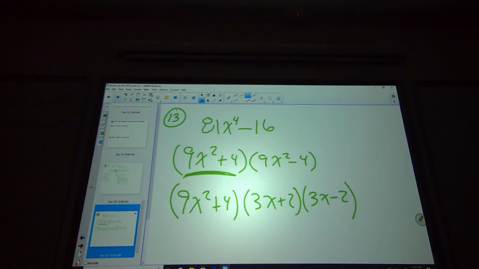What else? Excuse me. Going once. 24. 24. Flipping the page.